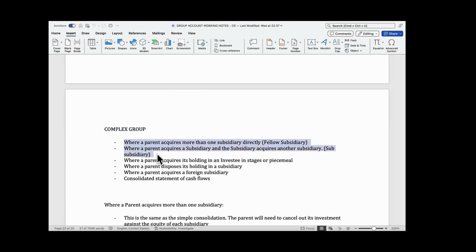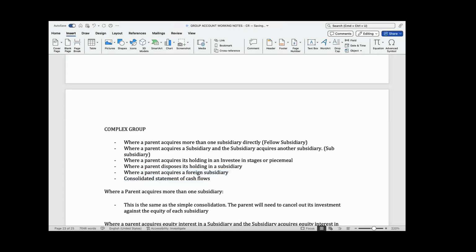Then I'll just allow you to revise that. Then on Wednesday, hoping that you will have revised what we did today, so you will have gotten used to the process, we can then move straight into piecemeal acquisition and disposal of a subsidiary. Then finally we'll finalize with foreign subsidiary and cash flows. Then we'll be done with consolidation. Then we can progress to past questions.